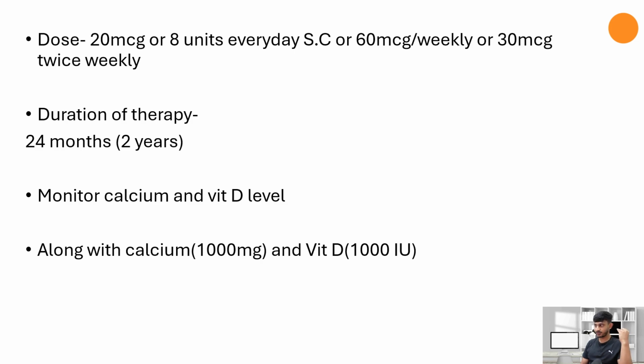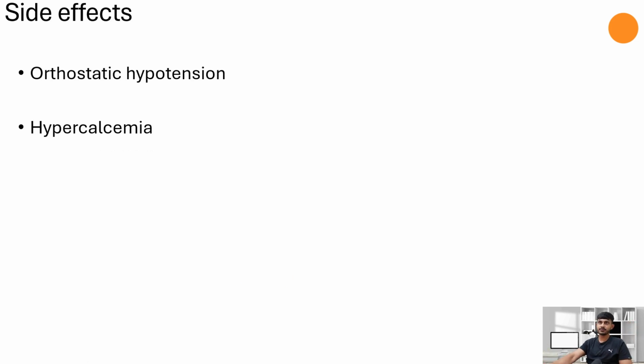If you tell someone they have to inject themselves subcutaneously for an entire 2 years, it's kind of difficult to explain that and convince them. Whereas if you tell them once a week injection for a period of 2 years, they're more likely to be compliant with therapy. Duration of therapy is about 24 months or 2 years, as I explained, the anabolic window period. We should monitor calcium and vitamin D levels throughout, and along with teriparatide, we should give them calcium and vitamin D supplementation, about 1000 milligrams of calcium and 1000 international units of vitamin D, which is a maintenance dose.